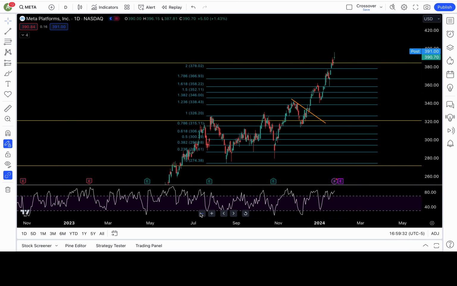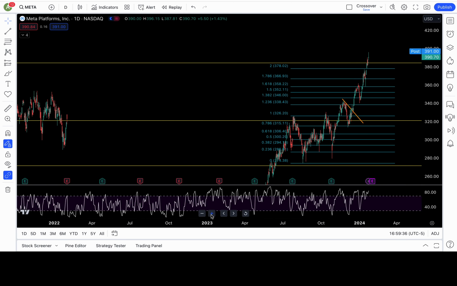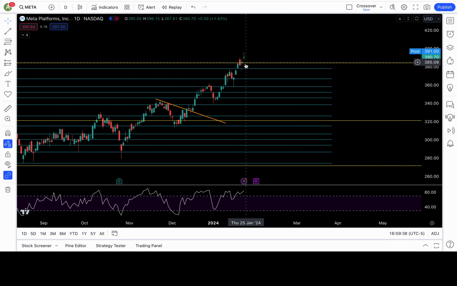384.3 is just an important level too. If I scroll to the left, that was the previous all-time high level. So we're going to have to get a false breakout. If you're a bear, you need that false breakout of that level to trigger a deeper pullback. Otherwise, Meta might continue just making new highs.